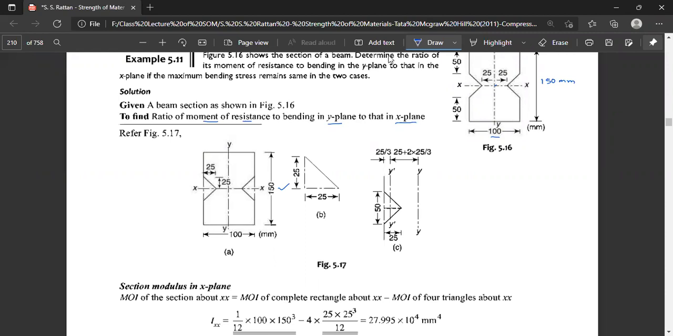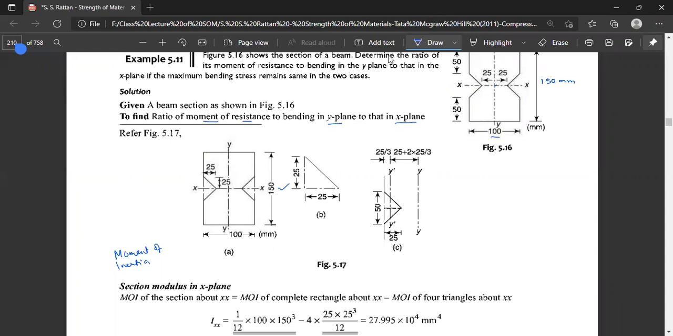Moment of inertia, MOI is moment of inertia of the section XX. This is the section XX, and it will be equal to the moment of inertia of the complete section about XX, meaning the full rectangular section. Moment of inertia you have to first calculate. Next, we have to deduct the moment of inertia of 4 triangles about XX.